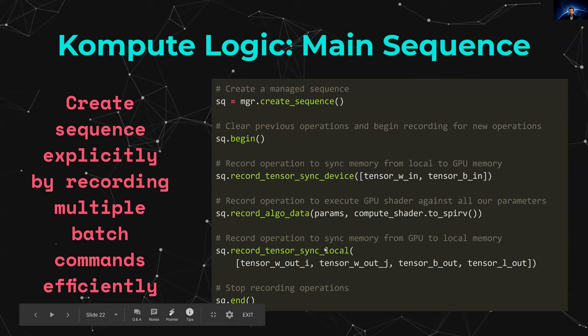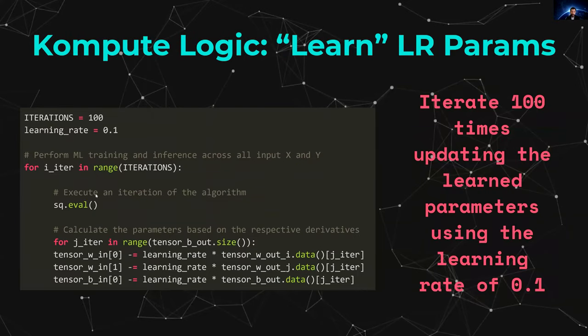And then we're going to record a sync to local, right? So we're going to record for all of the weights, the parameters and the loss to be copied back to the host so that Python can see them. And then finally, we're going to iterate 100 times, every iteration running the sequence, which is basically all of the things that we just recorded, and then updating all of the weights. I think there's an indentation missing here, but basically we're just updating it by the specific learning rate, which is just how fast we want the parameters to be updated on each iteration.